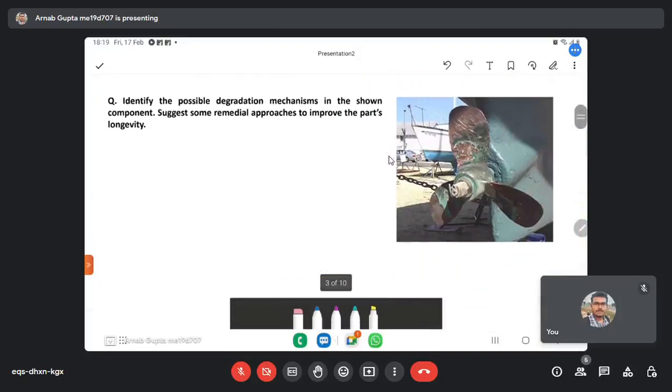Okay, so you can see a component here. So first of all, what is this component? It's easily identifiable. What is this? Yes, it is a boat or ship propeller, you can say. Marine propeller. So you can see that its surface is heavily degraded. So what are the possible degradation mechanisms here?